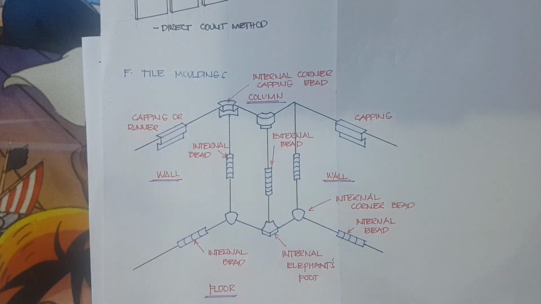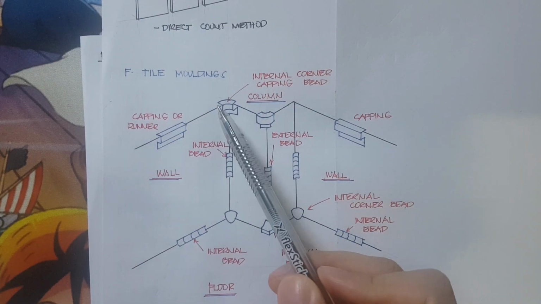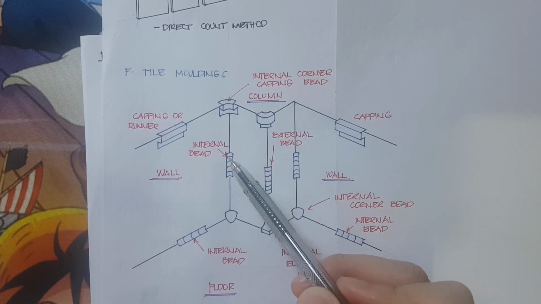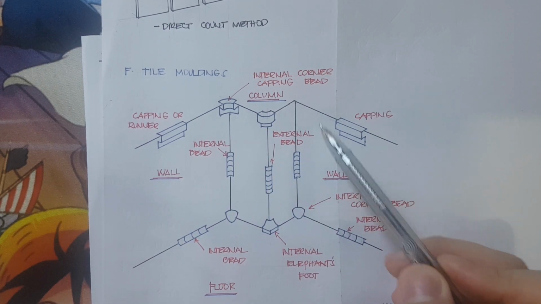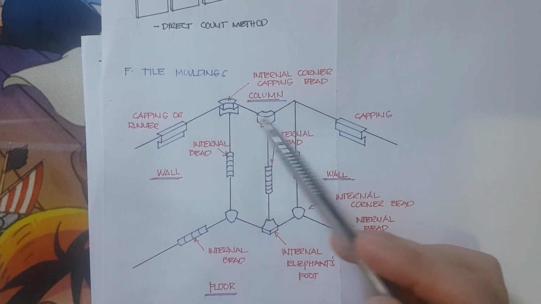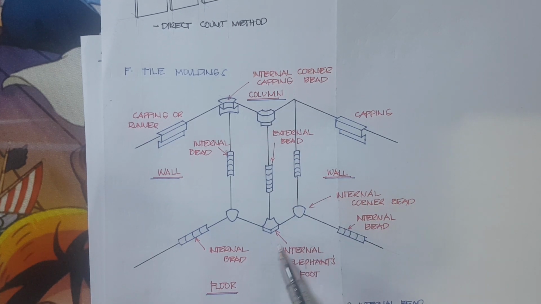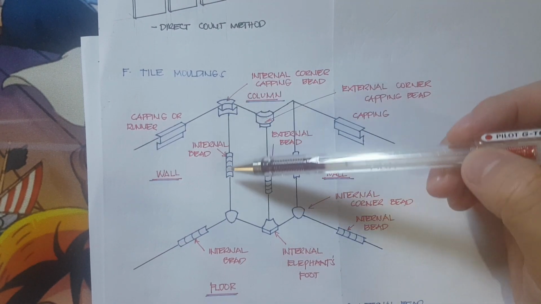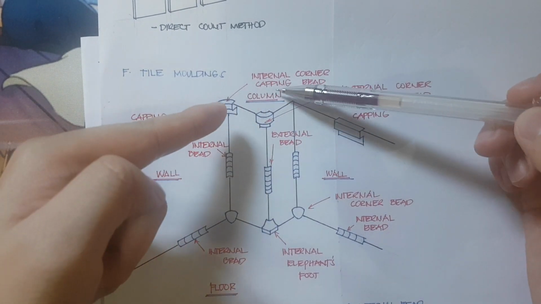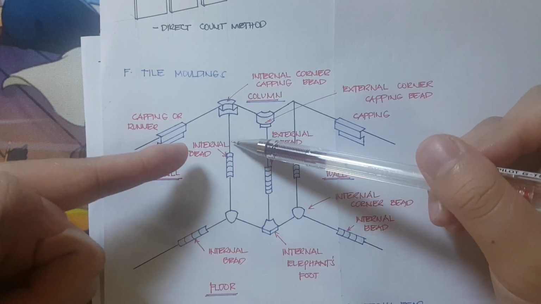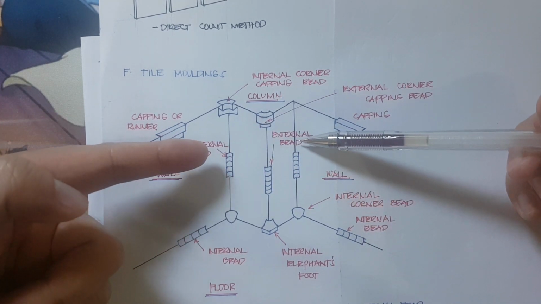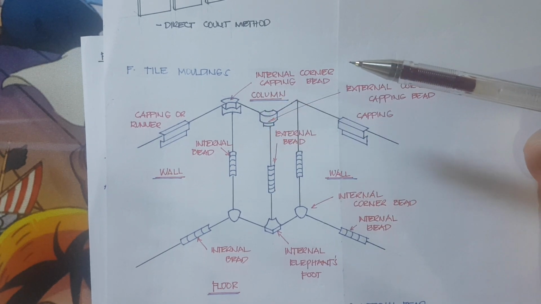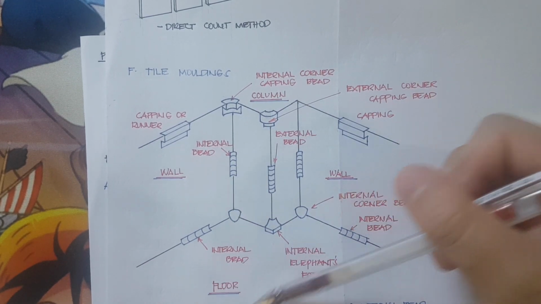For the tile moldings, we have here your capping or your runner, your internal bead, external bead, capping, internal corner capping bead, external corner capping bead, and elephant's foot. Imagine this is the comfort room, and on one side there is a column. The internal bead is the intersection going inward, and the external bead is the intersection going outward, because we have an existing column here. So you have here your wall and your floor.